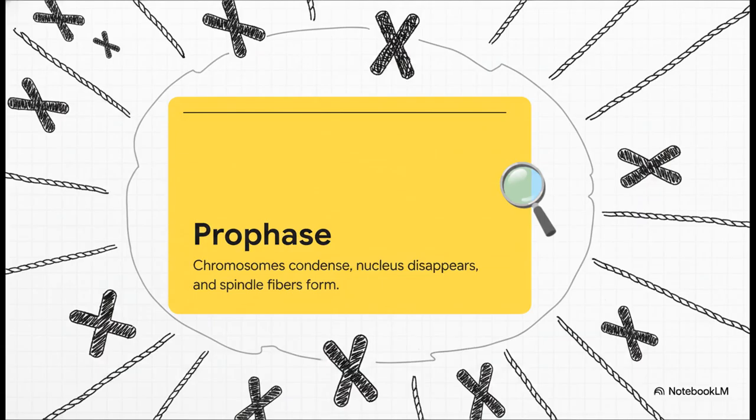Then, boom, the action really begins in prophase. You can think of this as the preparation stage. Watch how the protective nucleus entirely disappears. Meanwhile, those newly duplicated chromosomes tightly condense. They transform from a loose tangle into these thick, distinct structures that are clearly visible in the cytoplasm. At the same time, specialized spindle fibers start forming around them.